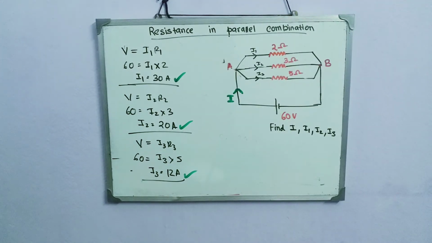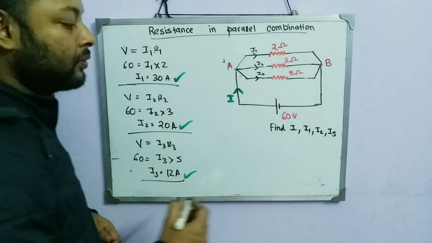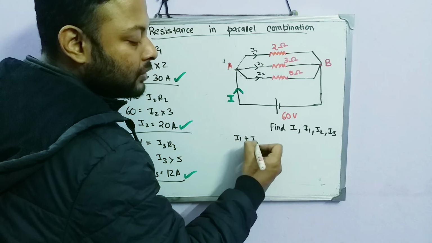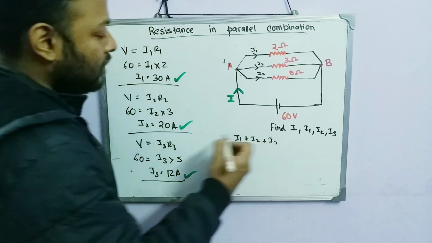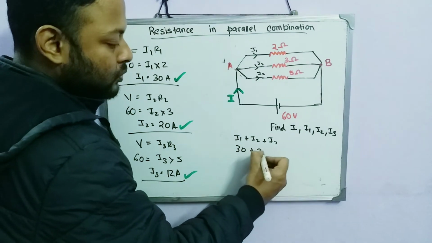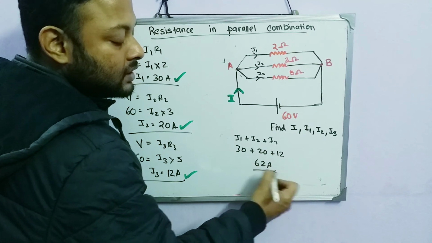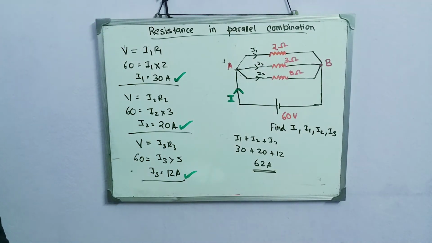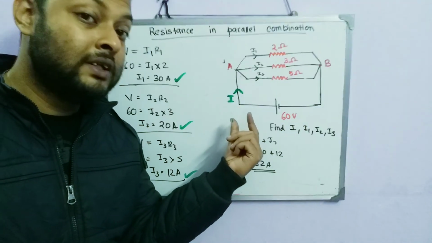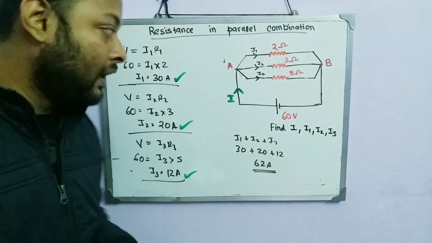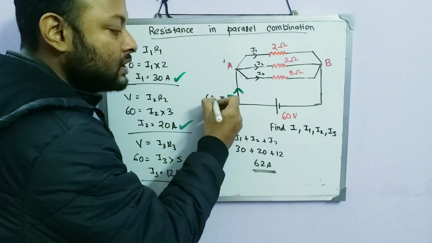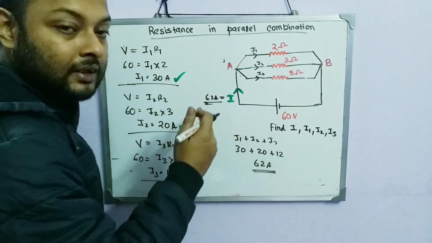Now if I add this I1 plus I2 plus I3, 30 plus 20 plus 12, that gives me how much? 62 ampere. And I know the previous current when I found it, that this value of I was also 62 ampere. So you can see it is matching.